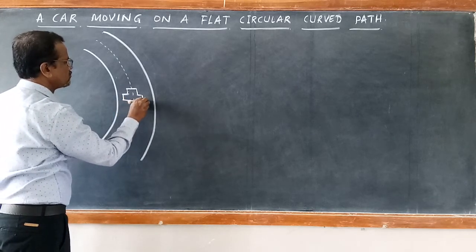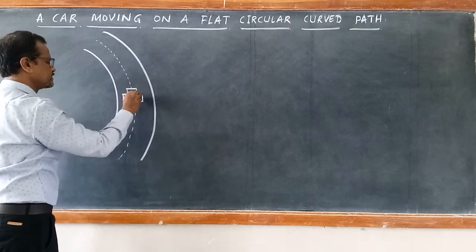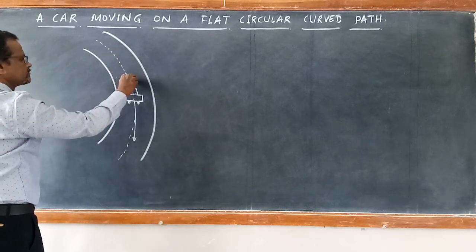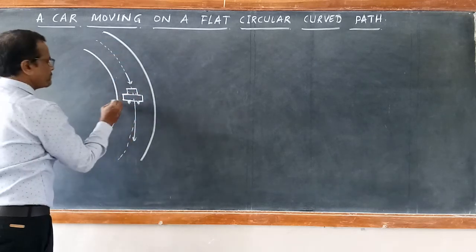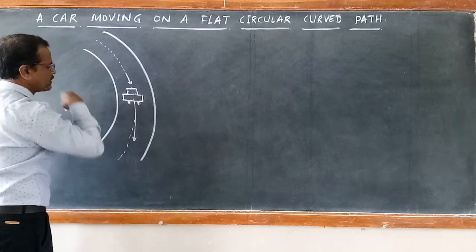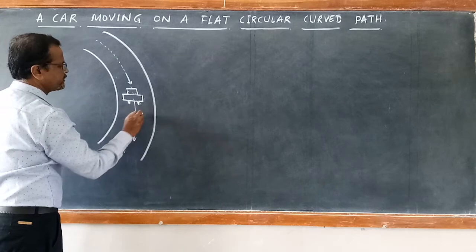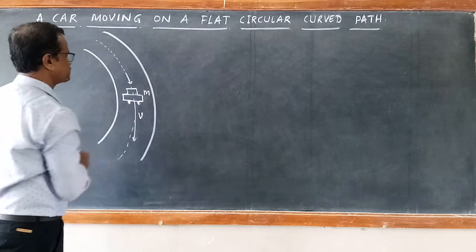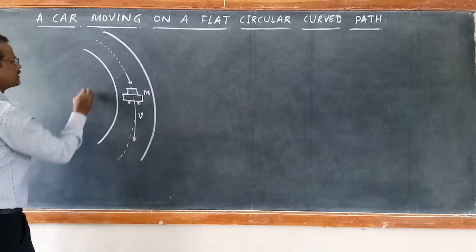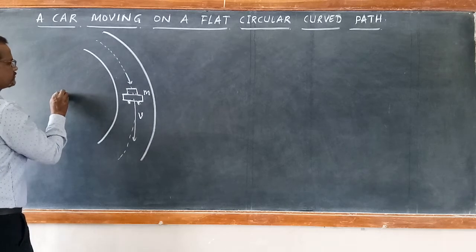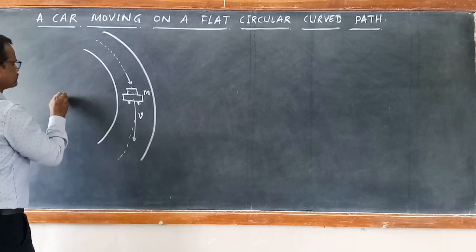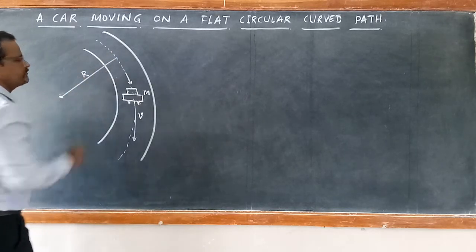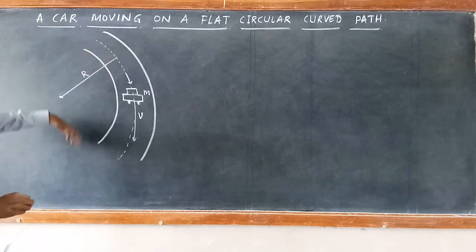This is the car which is taking a turn in this direction. It's moving in this direction. And then let us consider v be the constant speed of the car, and m be the mass of the car. And this is the road surface. Let us consider this is the center of the curved path, and let r be the radius of this curved path.